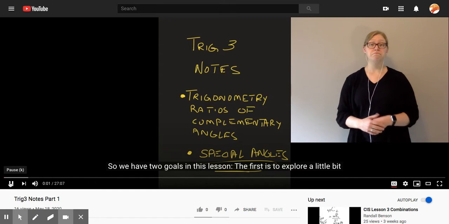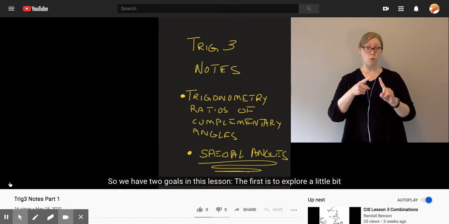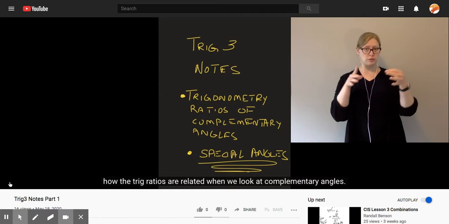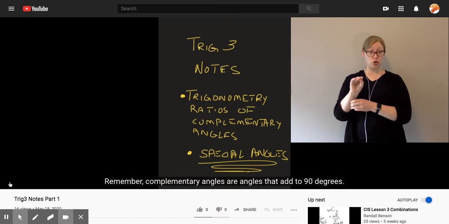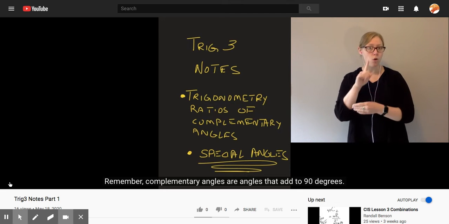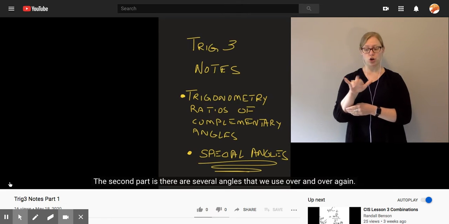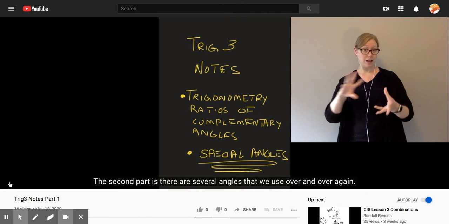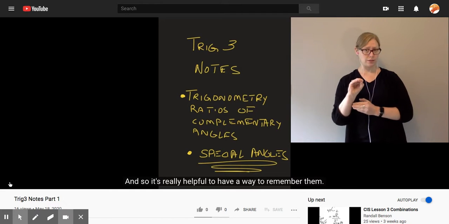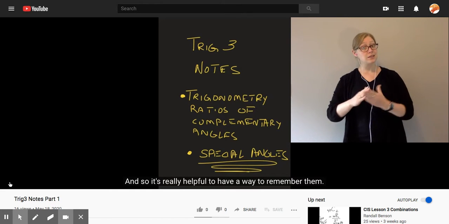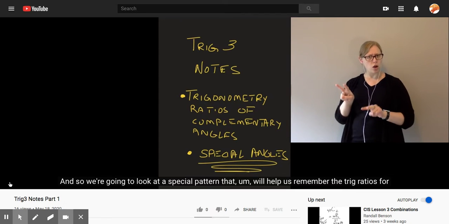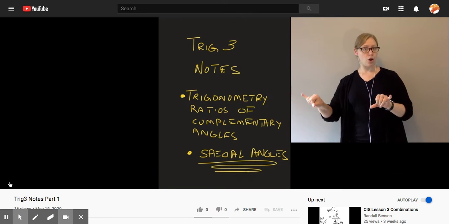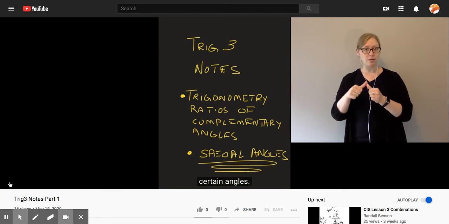So we have two goals in this lesson. The first is to explore a little bit how the trig ratios are related when we look at complementary angles. Remember, complementary angles are angles that add to 90 degrees. The second part is there are several angles that we use over and over again, so it's really helpful to have a way to remember them. And so we're going to look at a special pattern that will help us remember the trig ratios for certain angles.